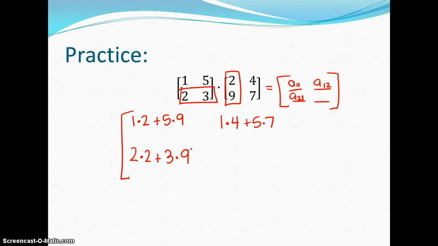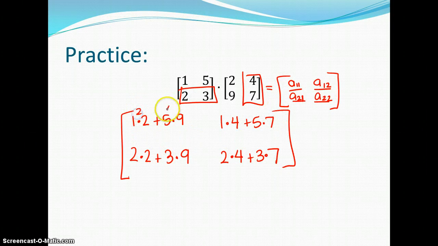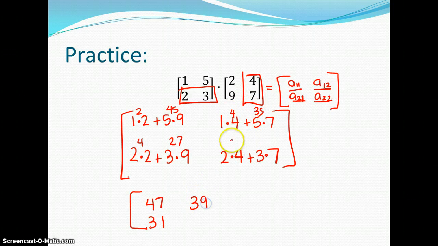Notice that when I do rows by columns, I don't ever have any extras. I don't have an extra number on the end here. The numbers always match up perfectly. So that was row 2, column 1. Last one here, row 2, column 2: 2 times 4 plus 3 times 7. If we simplify this, 2 and 45 gives me 47. 4 and 27, underneath that, 31. 4 and 35 gives me 39. And 8 and 21 gives me 29.